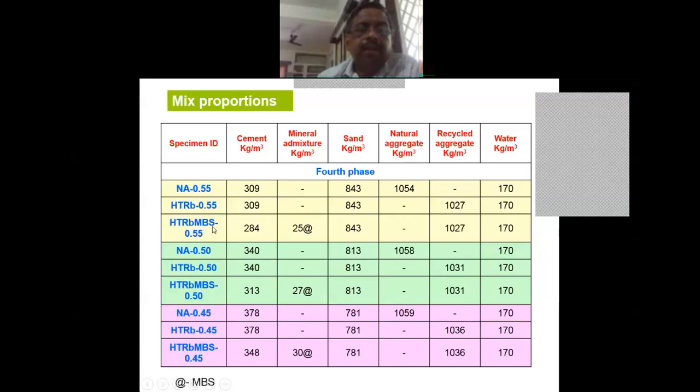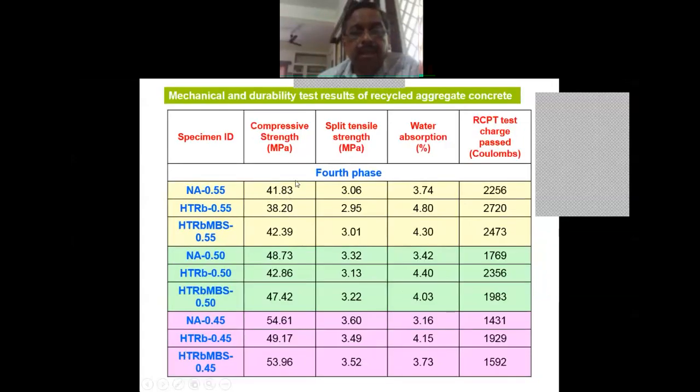So you can see that when we are replacing with recycled aggregate, there will be a reduction in strength, but with 8% microbial silica, we can get the same strength. And the RCPT value is also nearer to this. And when we go for a lower water cementitious ratio, you may want to see it in the RCPT test.